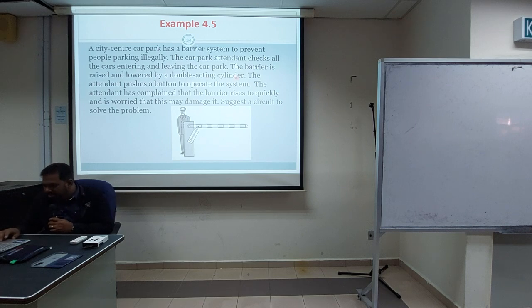Okay, so ada penghalang. So penghalang ni digunakan double acting cylinder. So boleh tengok cylinder ada dekat sini. Okay, so the attendant pushes a button to operate the system. So meaning if you press the button, your barrier dia kena lift. So cylinder ini extend, so barrier automatically naik ke atas.